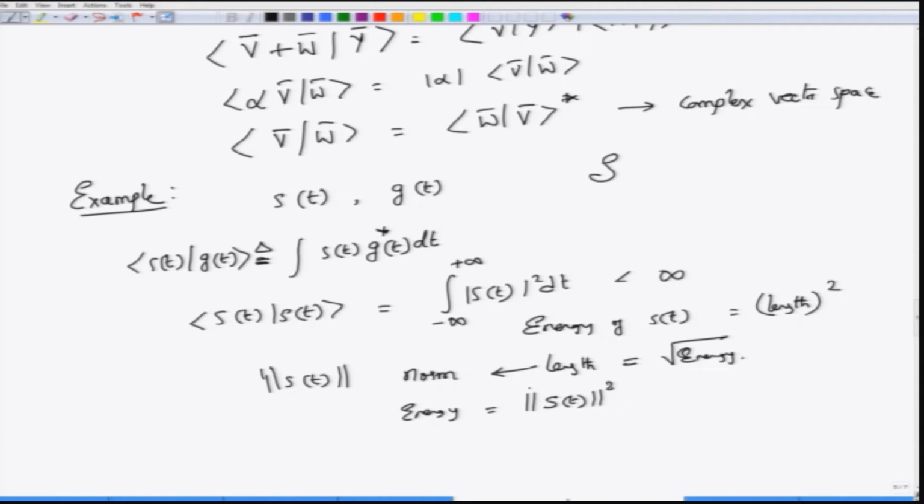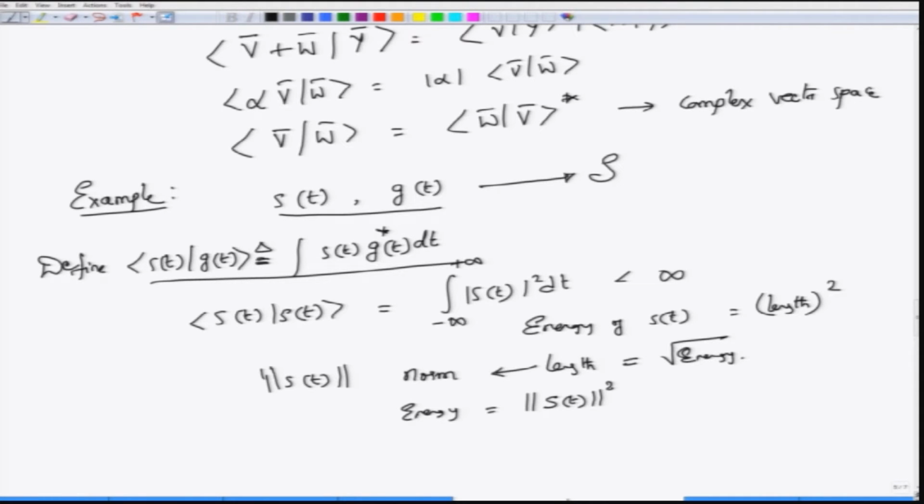What you have to remember is that we started off with signals of the form s(t) and g(t) over a certain duration. This duration could be finite or infinite, but all such signals belong to this space S. Then we have shown that if we define the inner product in this particular way, we will be able to talk about the inner products of s(t).